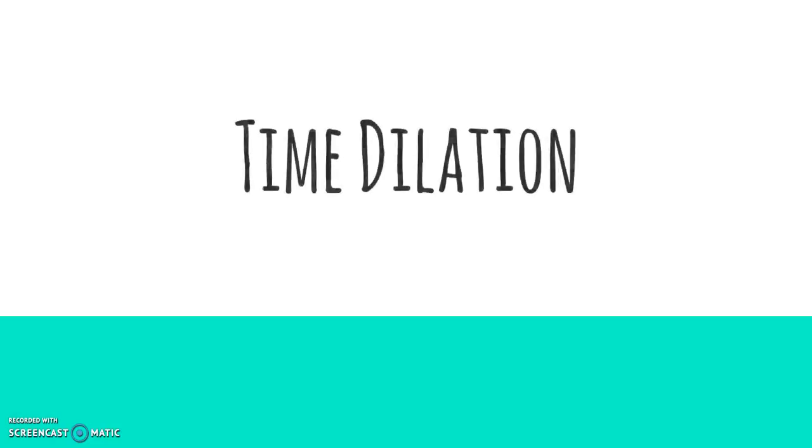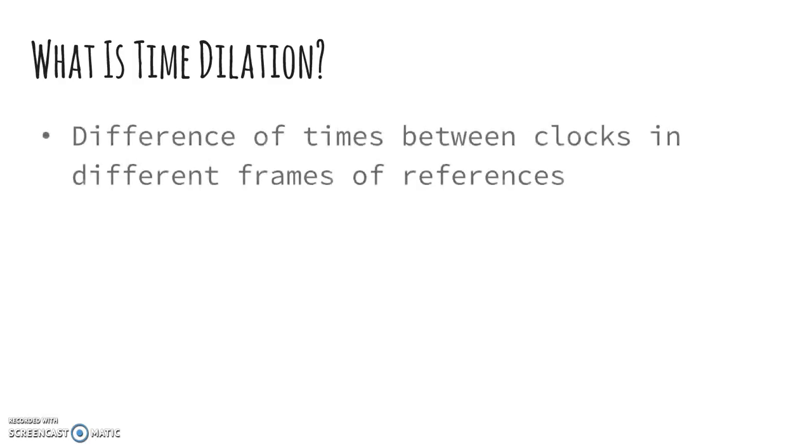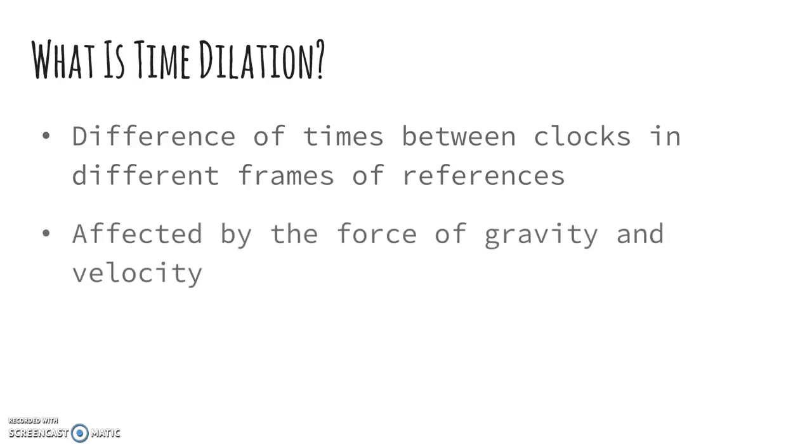A clock at the top of a mountain runs faster than time at sea level. Why does this happen? This can be answered by two words: time dilation. But what is time dilation? It's the difference in times between clocks of observers in different frames of reference. Time dilation is affected by two things: the force of gravity and velocity.